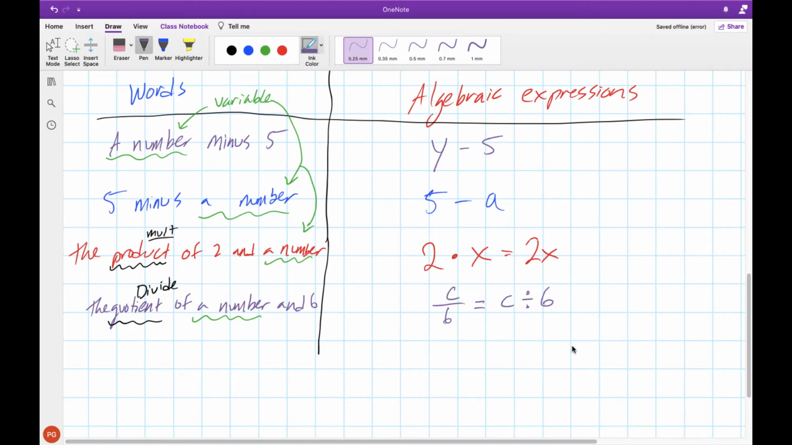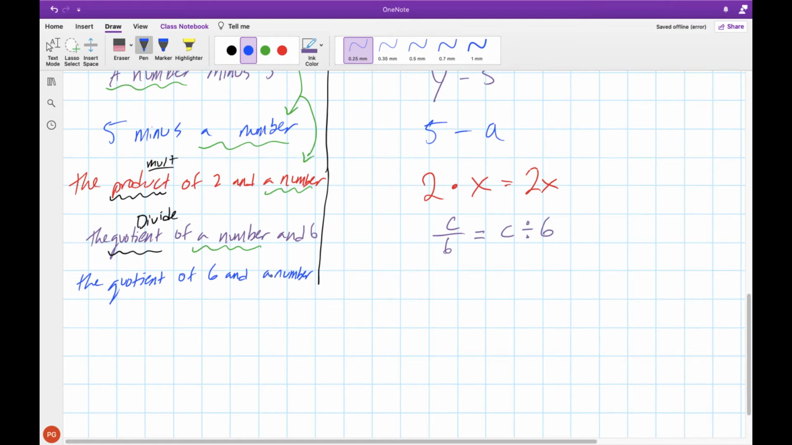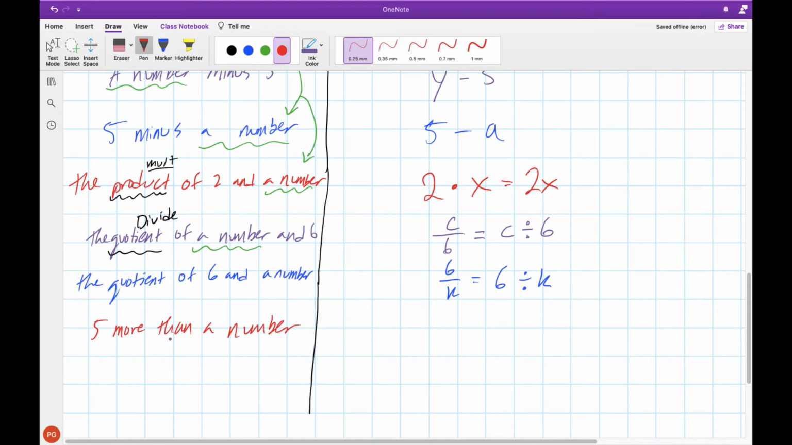That looks much better. What about the quotient of 6 and a number? Now we've swapped the order, so we're going to swap which one goes on top. This would be 6 over a variable, let's say like k. Or in other words, 6 divided by k. Something like 5 more than a number. When we're talking about more than a number, that's like adding. So this would be something like our number, our mystery number, let's say p. And we want 5 more than that, so that would be like p plus 5.